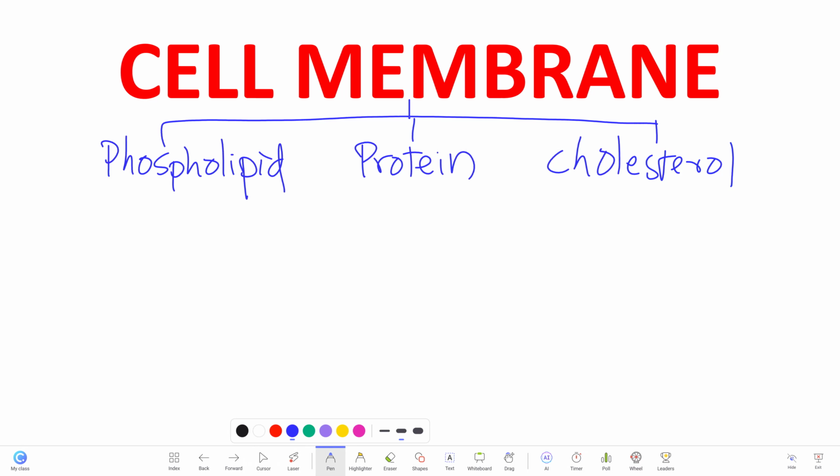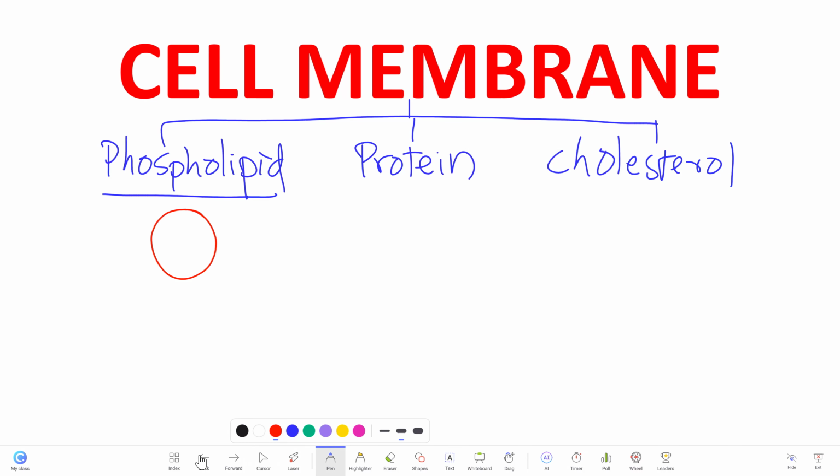Okay? Right. So what is cell membrane made up of? Three molecules: phospholipid, protein, and cholesterol. Cell membrane of bacteria, cell membrane of eukaryotes have the same molecule. So no difference. Okay. So these are three molecules. We'll study about each of this. But I'll explain about phospholipid.